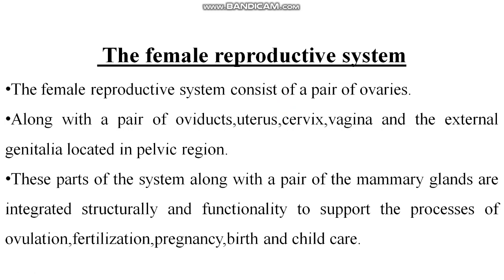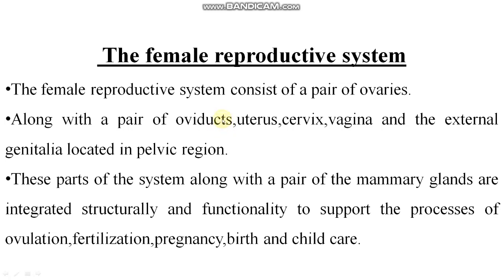So in last class we started chapter 3, human reproduction, in which we discussed the male reproductive system. Today we will talk about the female reproductive system, right? The female reproductive system consists of a pair of ovaries along with a pair of oviducts.